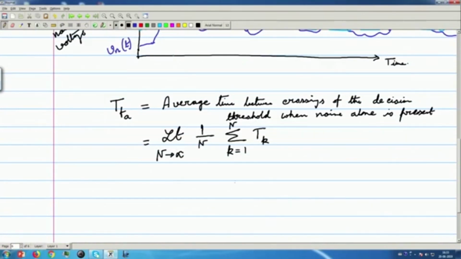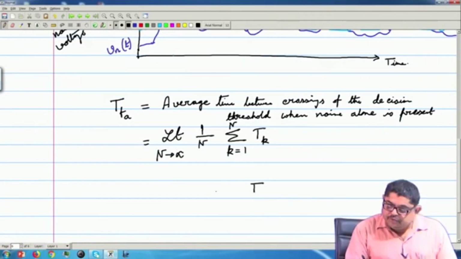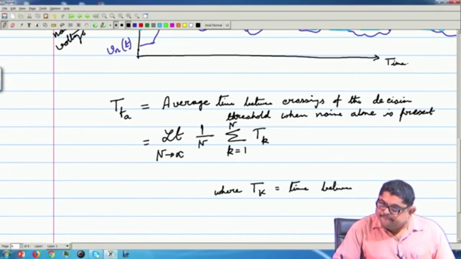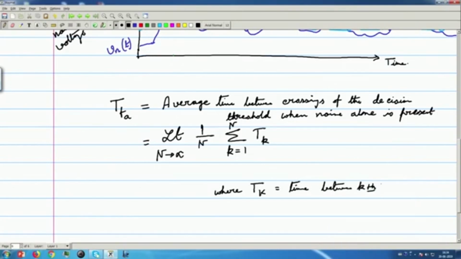So, let me write what is T k, where T k is equal to time between kth and k plus 1th crossing of V t by noise envelope. Fine. Okay.